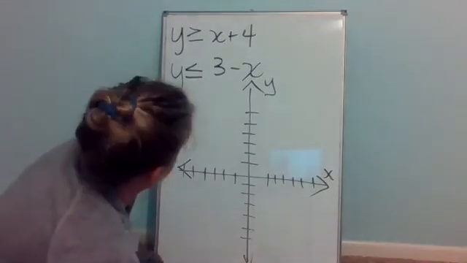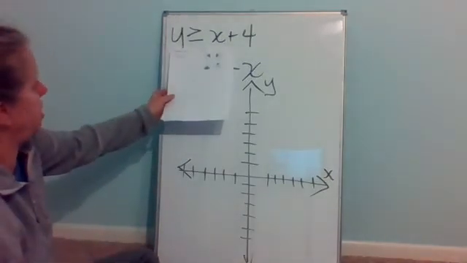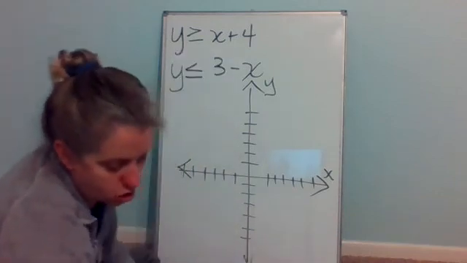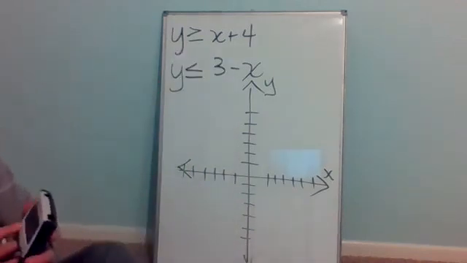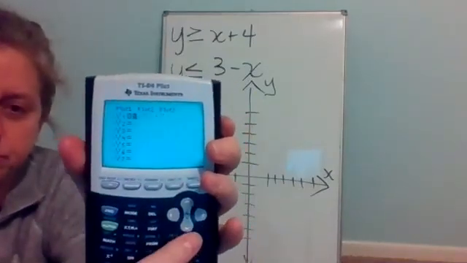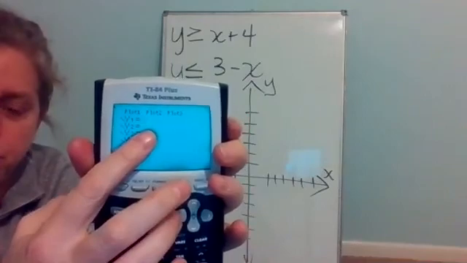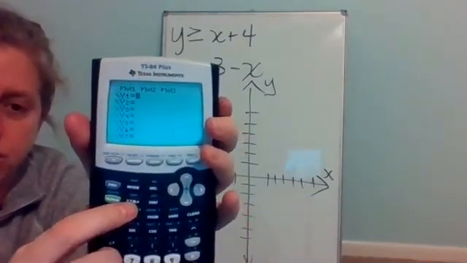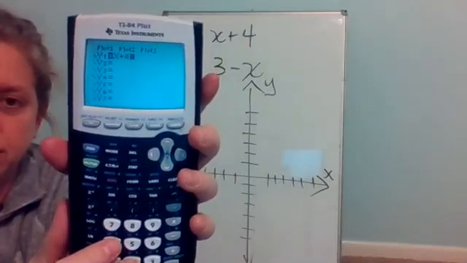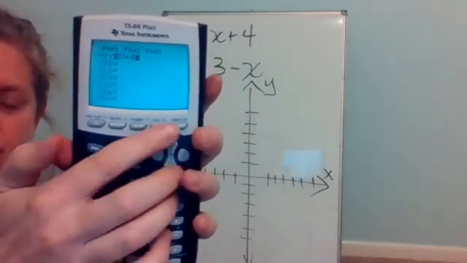So I'm going to do this top line in green. The y is greater than or equal to x plus 4 in green. So go to your y equals and clear it out. And type in x plus 4. Here's your x plus 4. All right, let's just see what that line looks like.